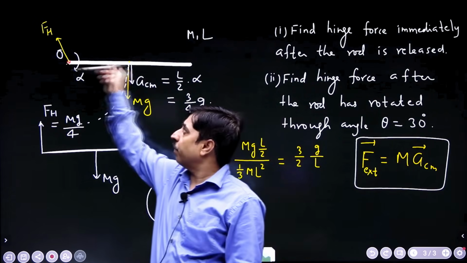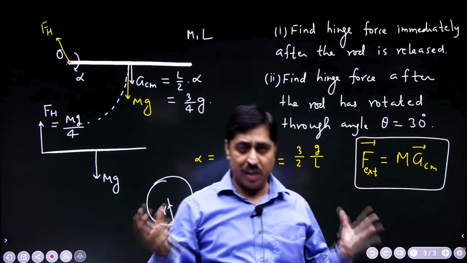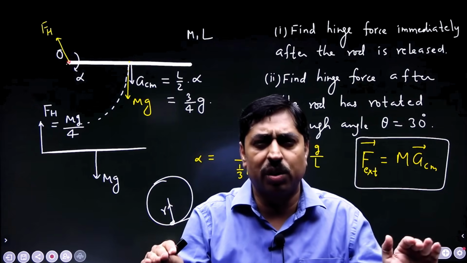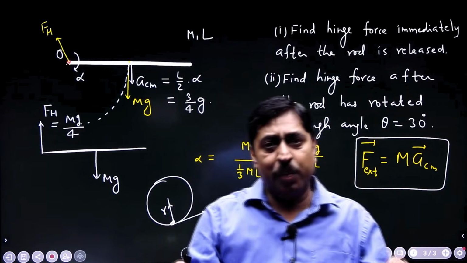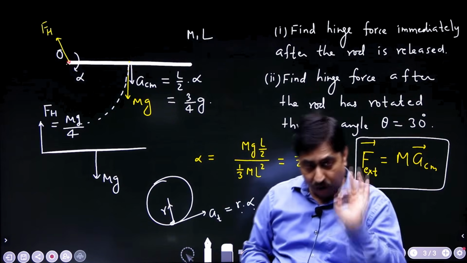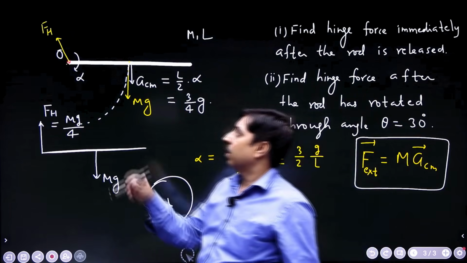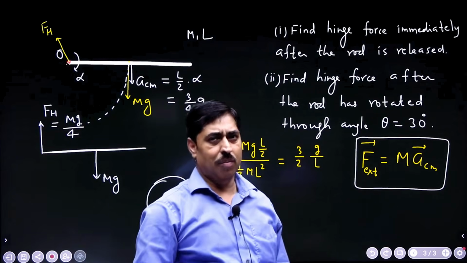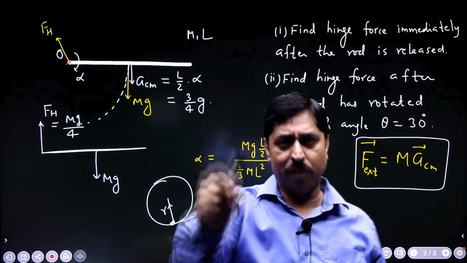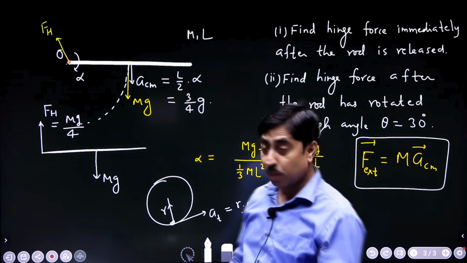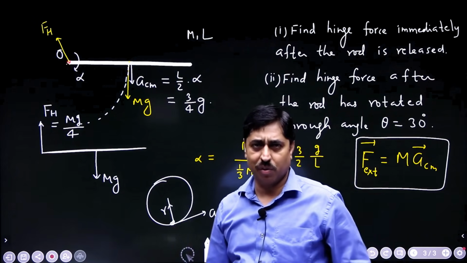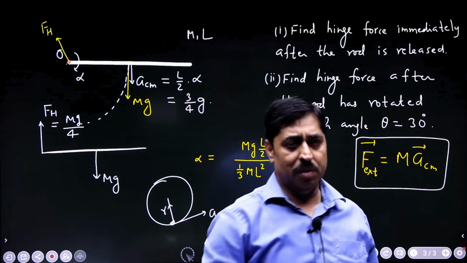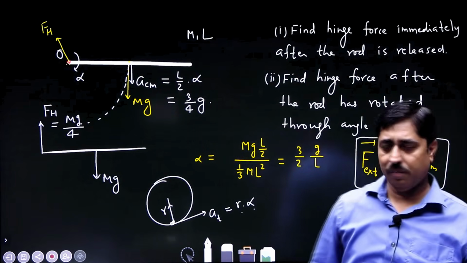There is no question of any horizontal force right now acting on the rod, because there is no horizontal acceleration of center of mass. Had there been a horizontal acceleration of center of mass, then it would mean that the hinge is also applying some horizontal force. But right now the acceleration is only vertical, and therefore the hinge force has to be vertical. It cannot have any horizontal component. So, we have got our answer. It is mg by 4 in upward direction, the hinge force in the first case.